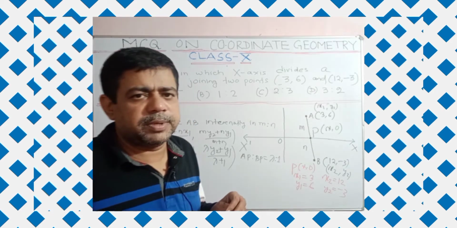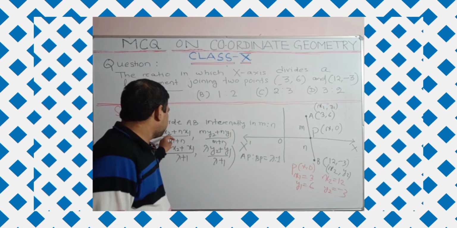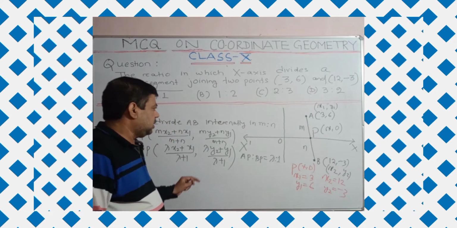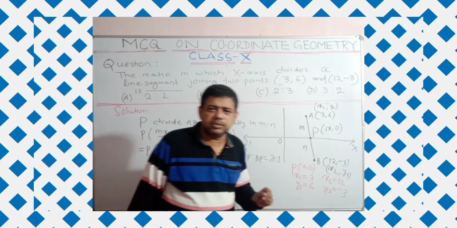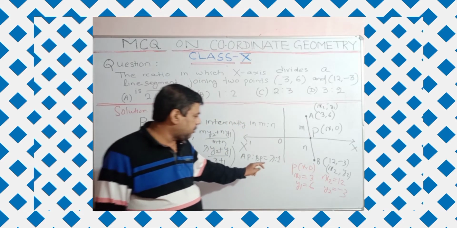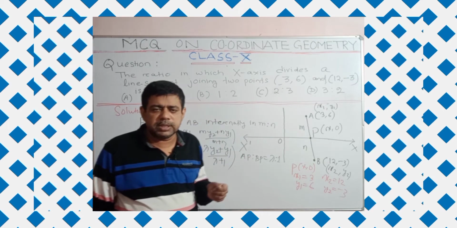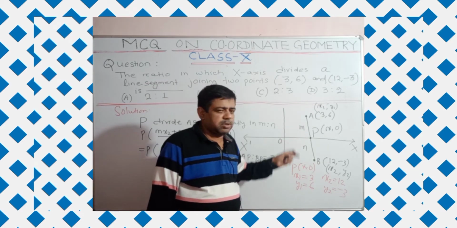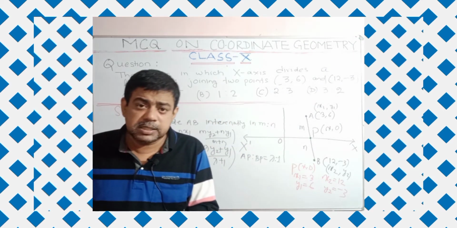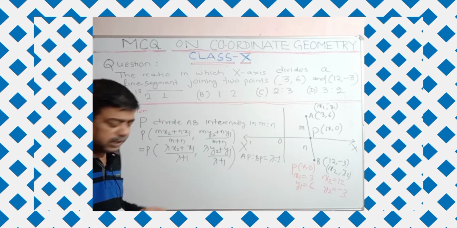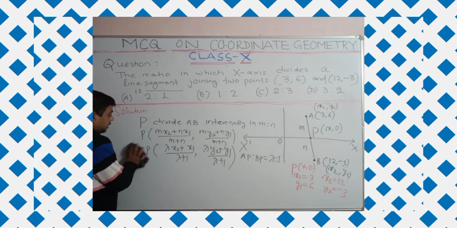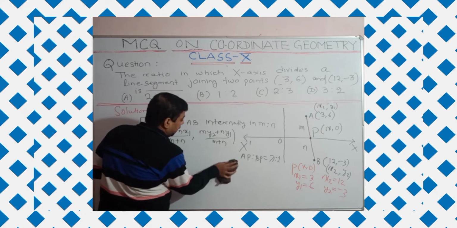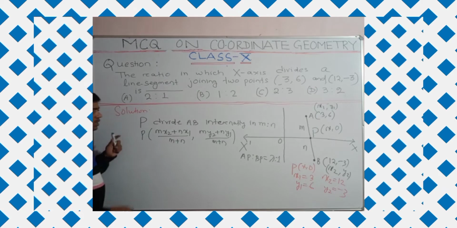Okay, don't be confused here. You can use this formula as well as this formula. Here the ratio is m is to n, here the ratio is lambda is to 1. And if you find the lambda, that is also the required ratio. Otherwise you can find the ratio m is to n. Okay, is there any confusion? You can use either of the formulas, nothing to be a problem. You can get the required value. Okay, let us use this formula.